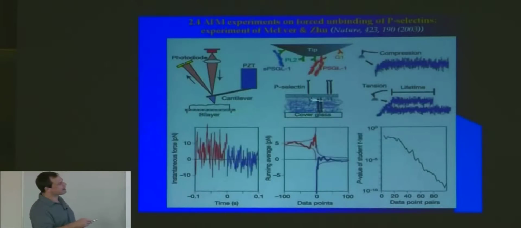So you have this bilayer here, and then you have P-selectins sticking up, right? So these are your receptors. Then the cantilever tip. You have counter receptors here, PSGL1, and they did experiments on PSGL1. This is the monomeric form of PSGL1, and then they also used a so-called monoclonal antibody against P-selectin. It's called G1. So let's call it PSGL1 and G1. These are different molecules.